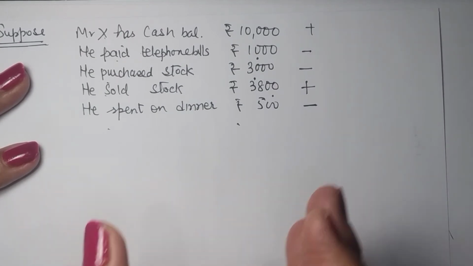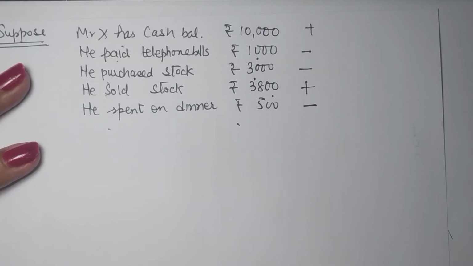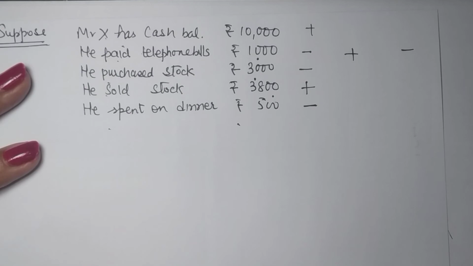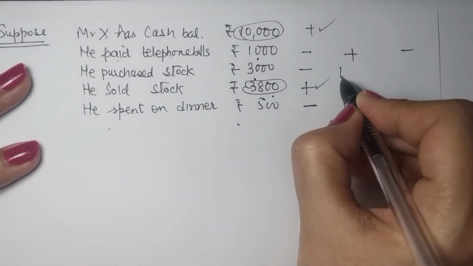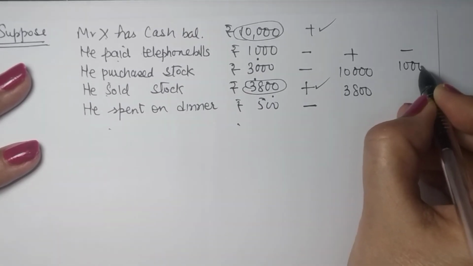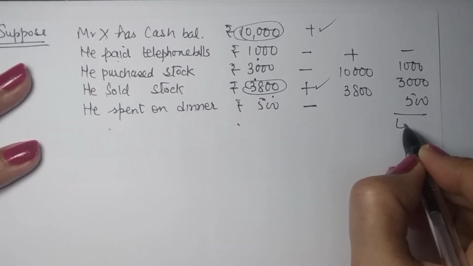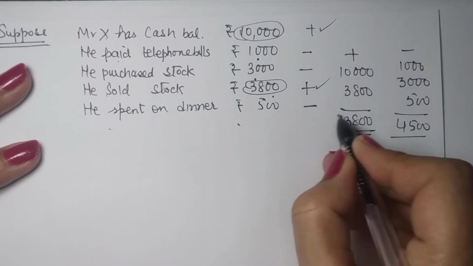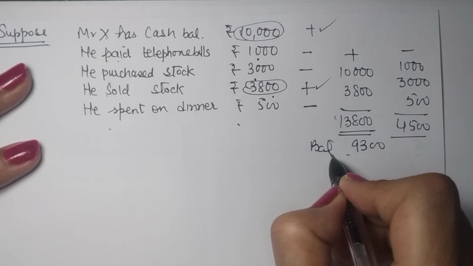But in a business you won't be having only 5 transactions. You will be having hundreds of transactions. So you need to report plus and minus separately. So you have these two plus. So under plus we will be clubbing these two. Under minus we will be clubbing minus transactions. So minus is 4,500, this is 13,800. So how much is left? 9,300 is the balance, right?